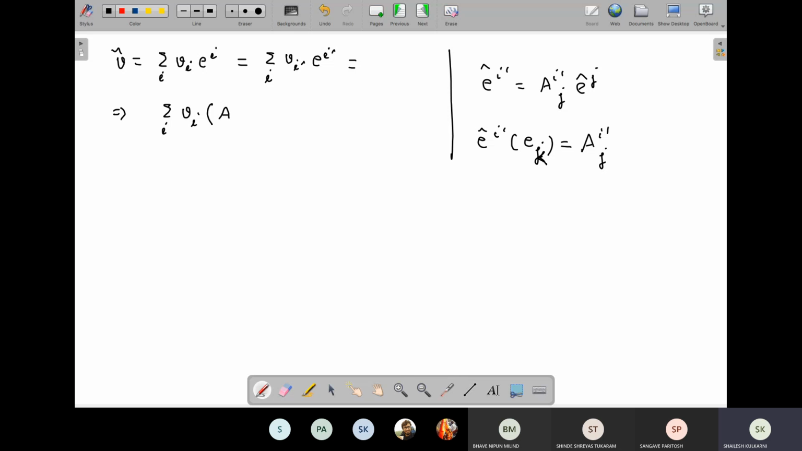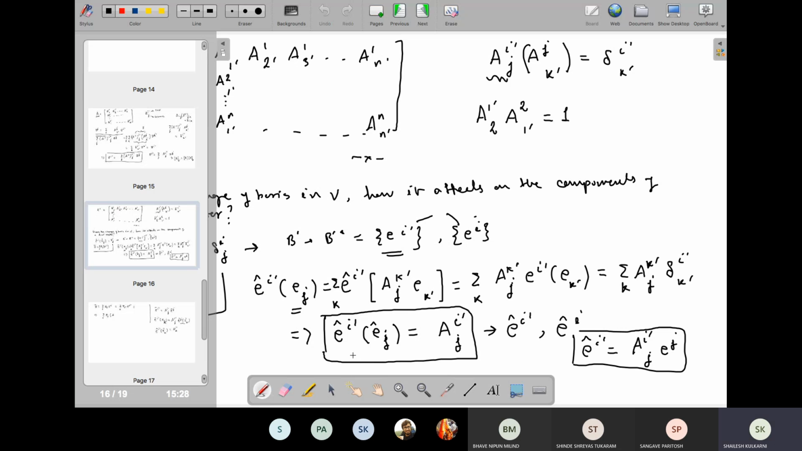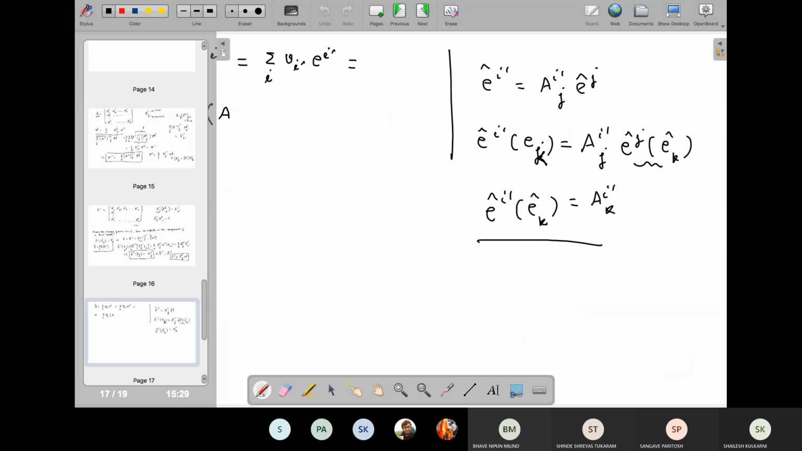Then a_i'j e_j acting on e_k, but this is just delta_jk. So it will be a_i'k. And e_i' acting on e_k is delta_i'k, and this is consistent with this. e_i' e_j is delta_i'j. So e_i' e_k equals a_i'k, and this is what we are getting here. So this is my correct relation.